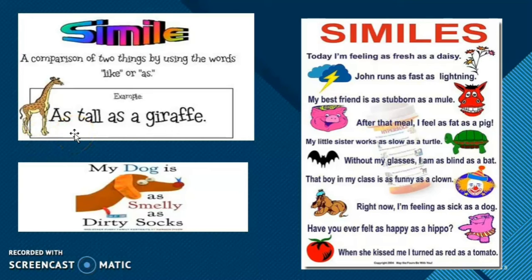Or you can also use like. My brother is tall like a giraffe. Clear? So this is about your similes.